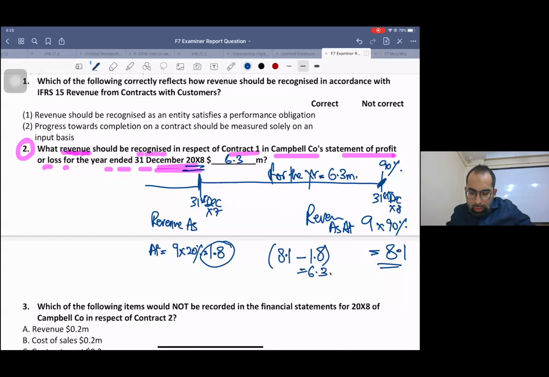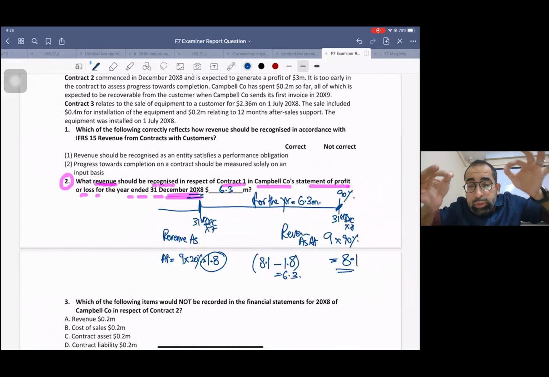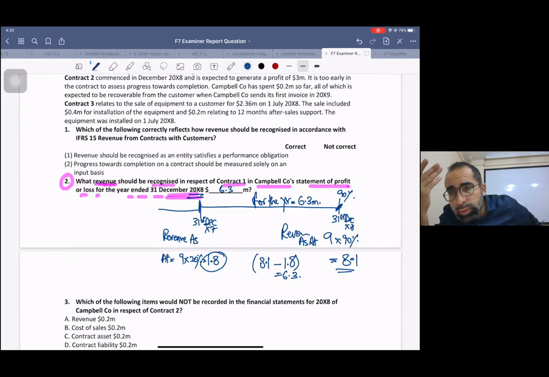Okay, so now you don't need to touch cost or profit, nothing. They are not asking. Why are you doing it? This is written in the examiner's report. The examiner has openly said that I have just asked for the revenue, so why are you entering cost and profit? If you do it, you will fail. That's it. It's very simple. So this was easy marks.